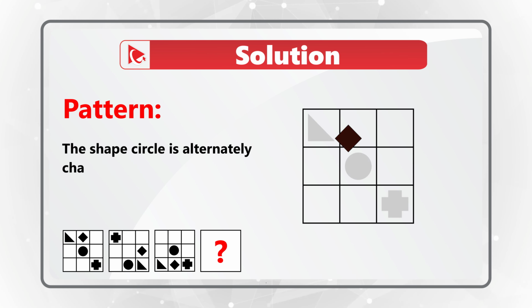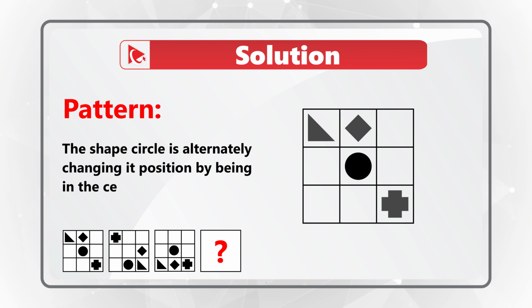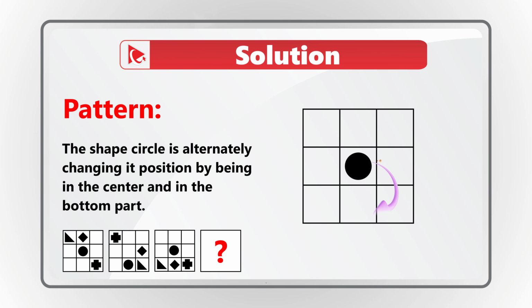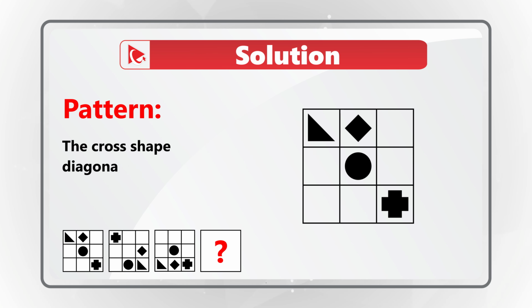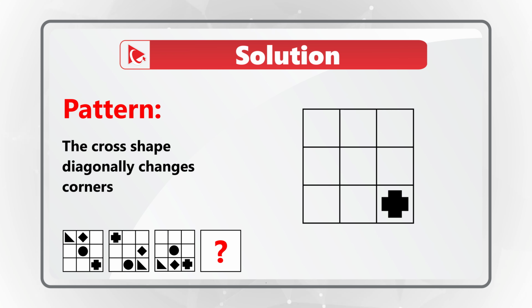Alternatively, in pattern 2, the circle shape is changing its position from being in the center of the square to the new position in the bottom middle column. As part of pattern 3, the cross shape diagonally changes corners.